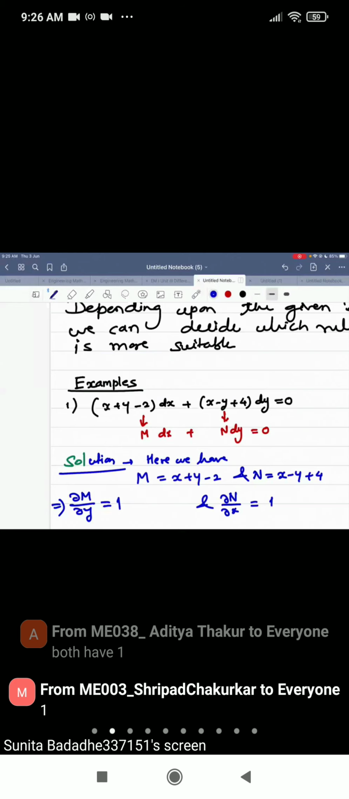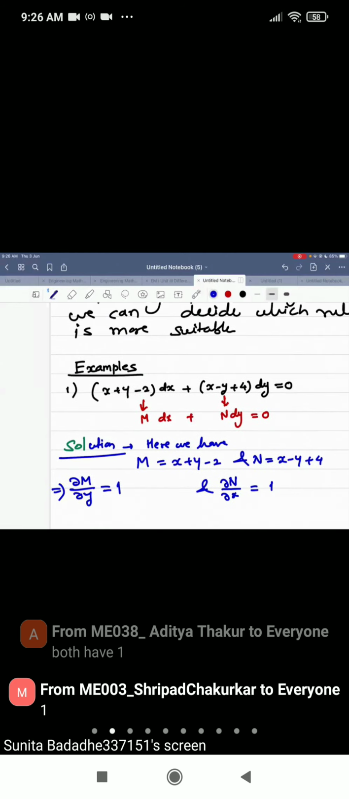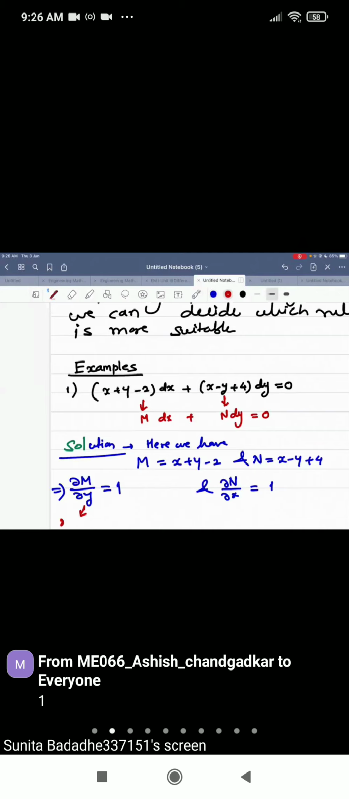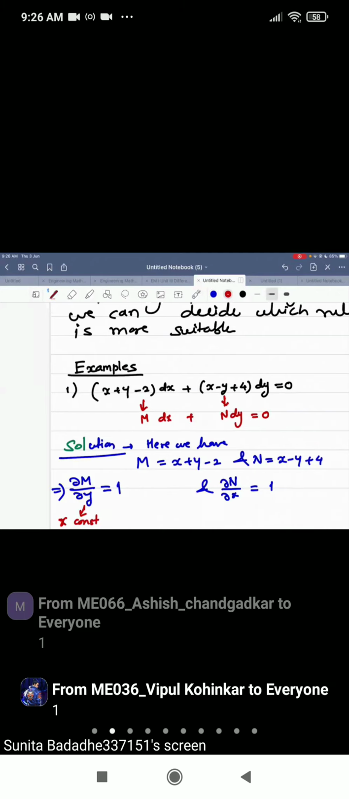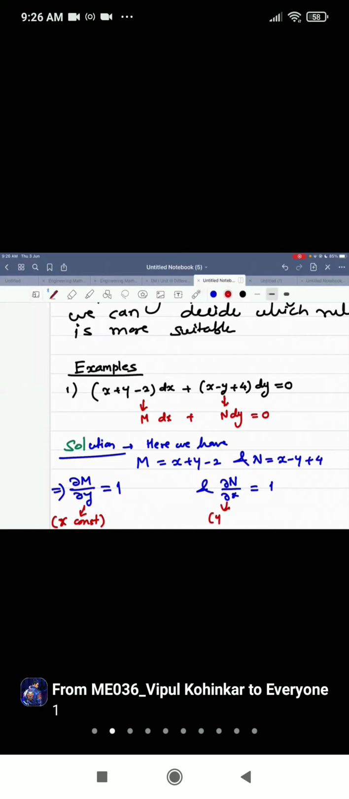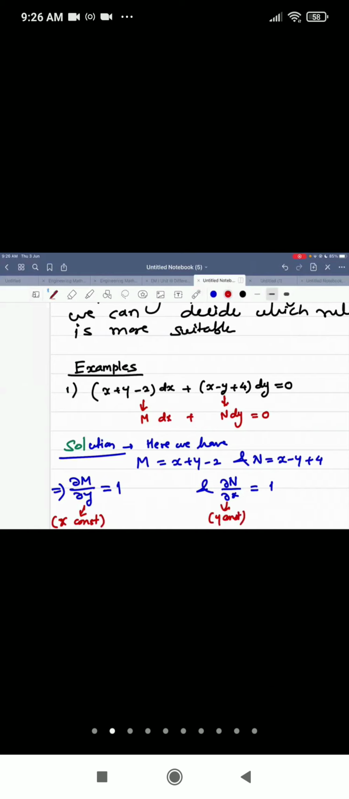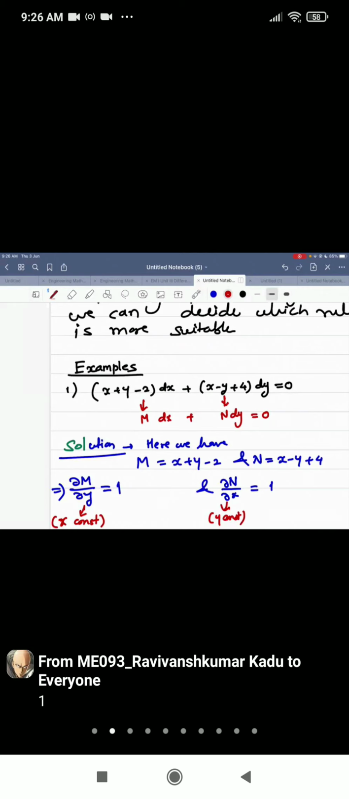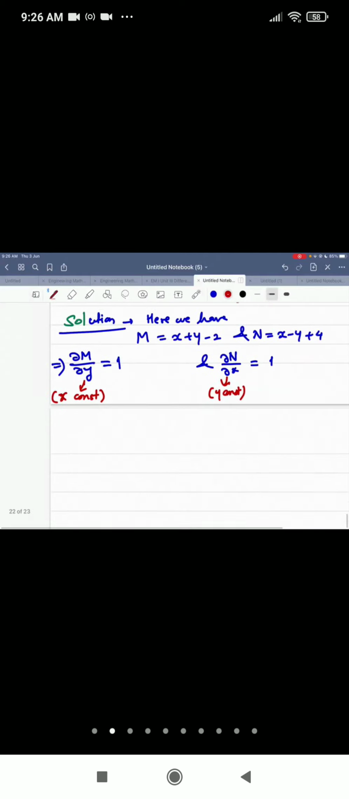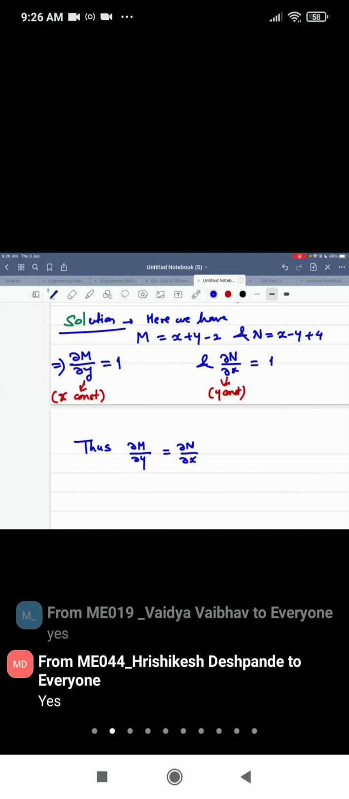Because when you differentiate partially with respect to y, you treat x as a constant. Those who are not understanding immediately how to find partial derivatives, please write it in brackets like this: x constant, y constant, and a constant is already constant, like 1 or 2, so those derivatives will be 0. Other terms we differentiate. Now, do you have the condition partial M by partial y equal to partial N by partial x? Yes or no? So here we get partial M by partial y equal to partial N by partial x.